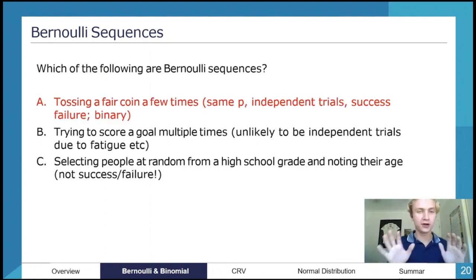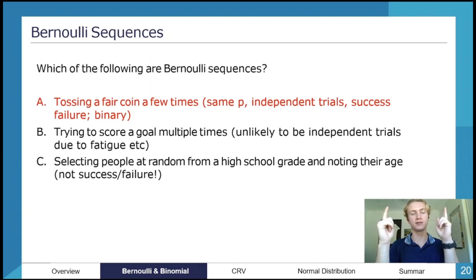So the only one that I've classified as a Bernoulli sequence is A. B could be, but technically it's not. So for A, we're tossing a fair coin a few times. A fair coin means the probability is the same. It doesn't matter what it's just landed on as to what it will show next time, so the trials are independent. And it's success and failure: it's either tails or heads. By success and failure, we just mean one outcome or another. If there are just two outcomes, or we can classify it as just two outcomes, or lump them together so that it's just two outcomes, it is success or failure, binary. It's going to be a Bernoulli sequence. So A is a Bernoulli sequence.